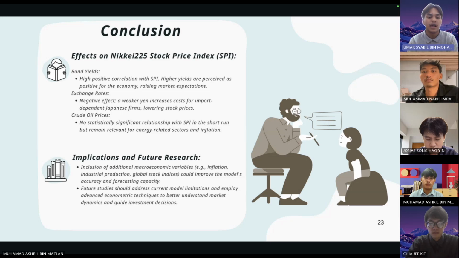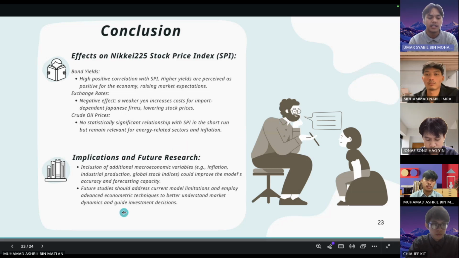So moving forward, there are important implications and future research directions to consider. The first one is model improvement. The inclusion of additional macroeconomic variables such as inflation, industrial production, and global stock indices could enhance the model's accuracy and forecasting capabilities. Next one is advanced techniques.